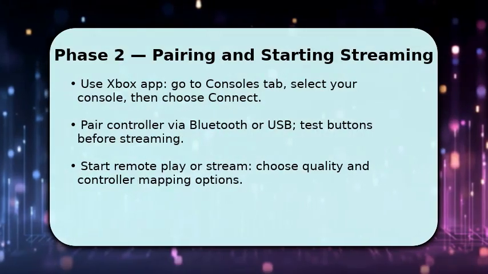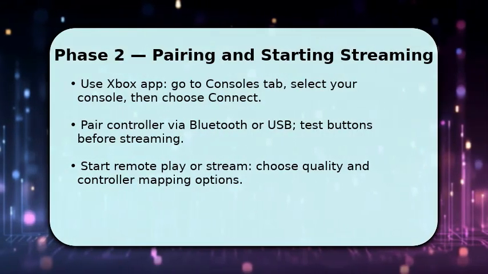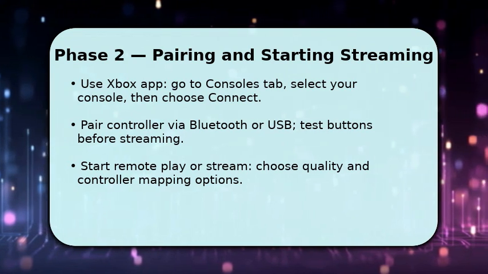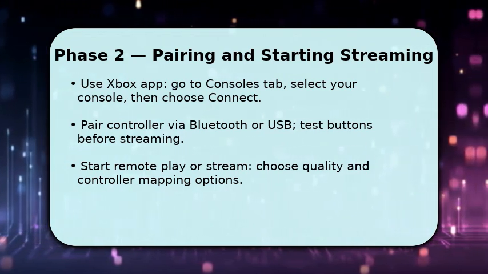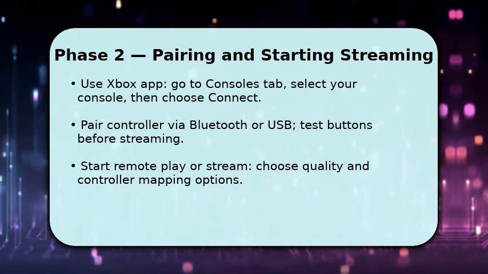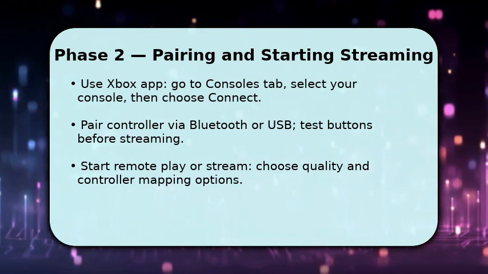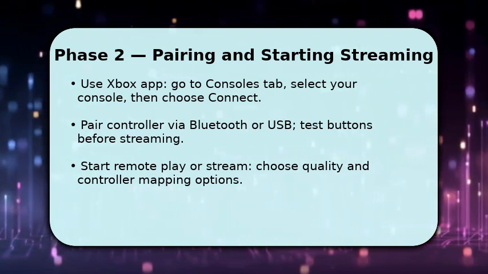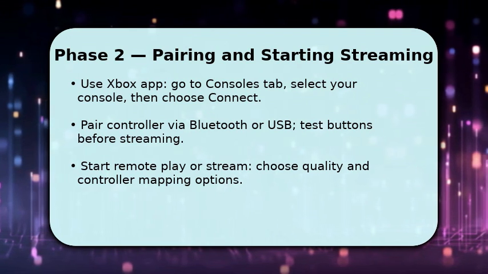Now continue by selecting the console listed in the Apps Consoles tab, then tap Connect. The app will negotiate a session and check network quality. Next, pair your controller, Bluetooth for wireless, USB for direct input, and test buttons to prevent surprises.